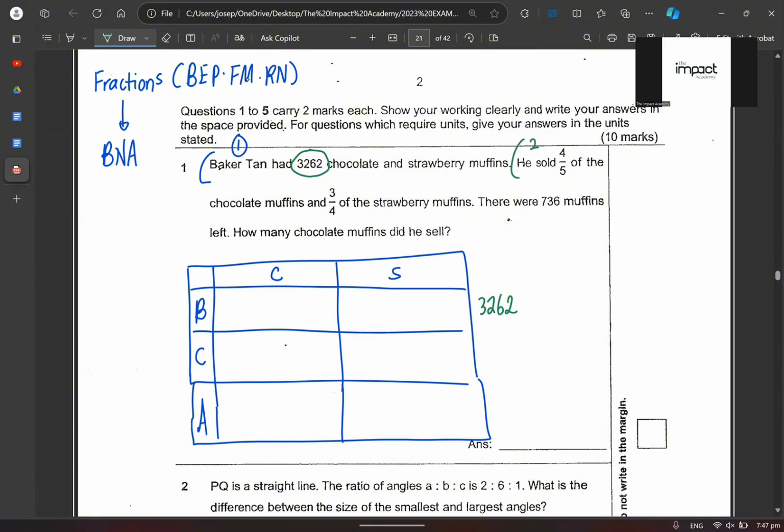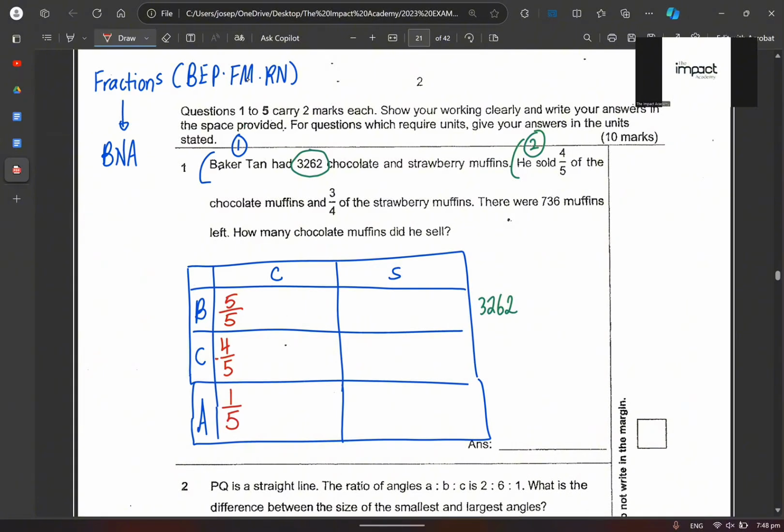Now, sentence number 2. Can you read sentence number 2 for me? He sold how much? 4/5 of the chocolate. So we want to make sure we minus 4/5 over here. If that's 4/5, that means the before is 5/5. Very good. The before has to be 5/5. Then after that, what I have here is that my after has to be 1/5. Does that make sense to you? If you don't understand, please let me know. Don't be afraid to say, I don't understand.